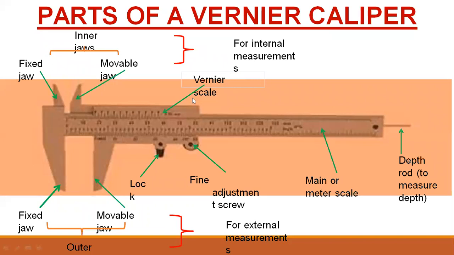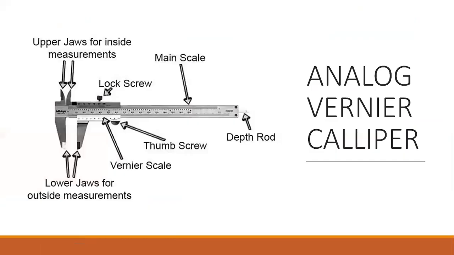This whole top setup is for internal measurements, and this whole lower setup is for external measurements. This one is the lock. When you have taken the diameter, you can lock these jaws so that they cannot move and we can find the exact reading. This is the fine adjustment screw. If you want to move a little bit, you can use this fine adjustment screw. I have told you this is the main scale. This needle-like structure you can see here is the depth rod. If you want to measure the depth of any object or vessel, you can measure it very easily with this depth rod.